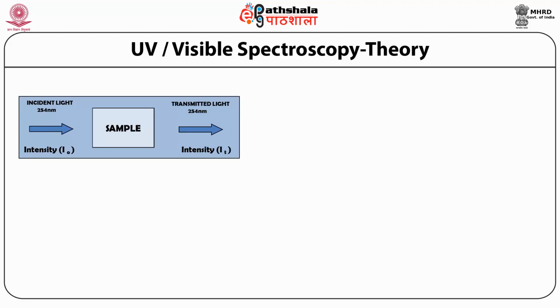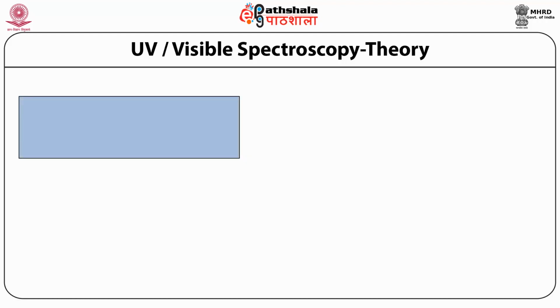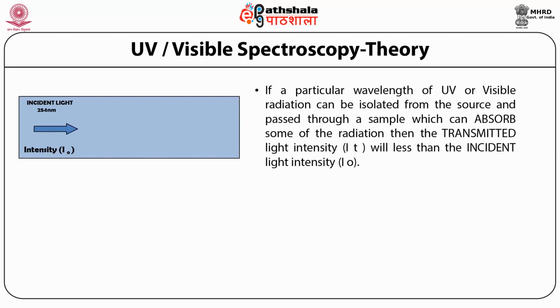a plot of those points along the wavelength scale at which a given substance shows absorption peaks or maxima is called an absorption spectrum. If a particular wavelength of UV or visible radiation can be isolated from the source and passed through a sample which can absorb some of the radiation, then the transmitted light intensity IT will be less than the incident light intensity I0.